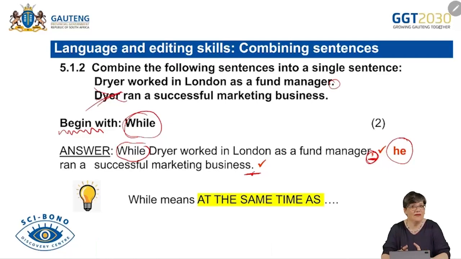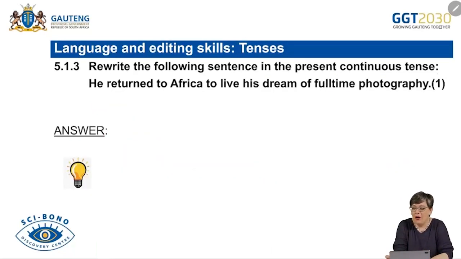Now, here's another type of question we'd like to ask. Rewrite the sentence in the present continuous tense. The sentence is, he returned to Africa to live his dream of full-time photography. Look here. Look at the mark allocation. That already gives you a clue as to what you have to do.